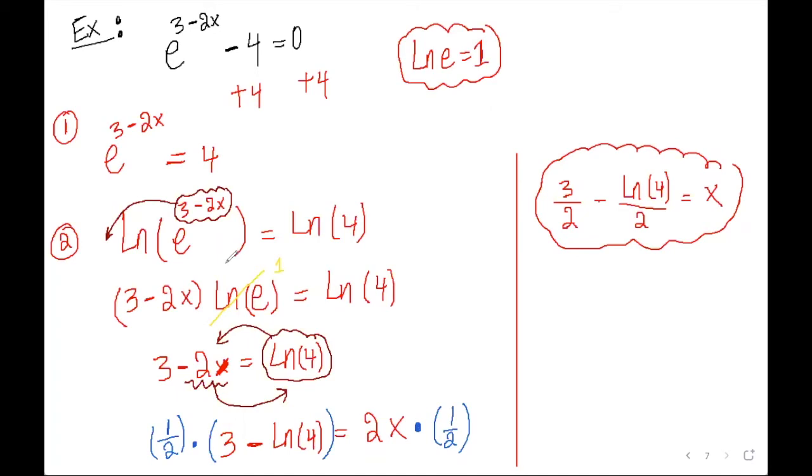For anything else, you can use the common logarithm, log to the base 10. But for e, I prefer to use the ln. Why? Because ln of e is always 1. Okay? Here again, you can subtract 3 from both sides and divide by minus 2. It's fine. But you can also move this one to this side by adding 2x to both sides and then subtract ln 4 from both sides. The answer is the same. 3 over 2 minus ln 4 over 2.